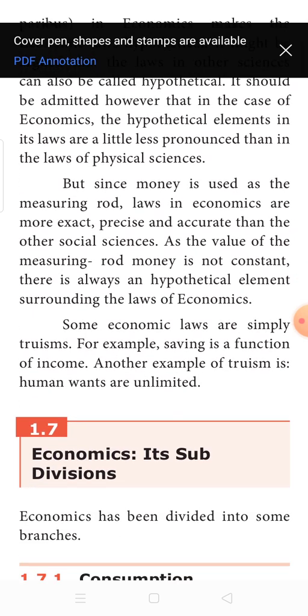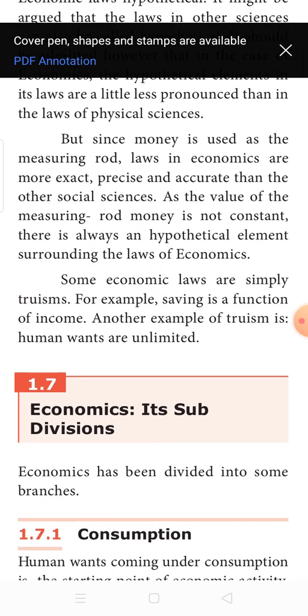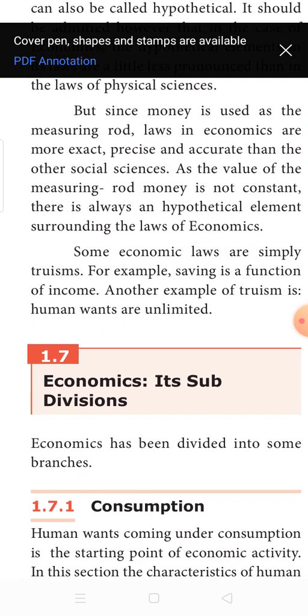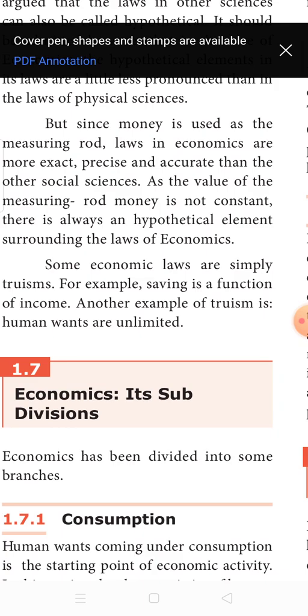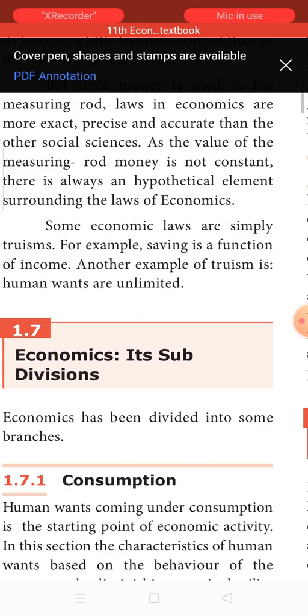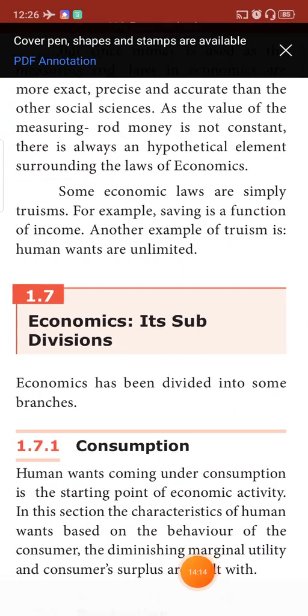And next paragraph we need to see that laws of economics are more exact, precise and accurate than social science, but not as accurate as physical science. The last one is the economic laws are simply truism. The law is based on true facts only. It is based on true assumption, true facts only.